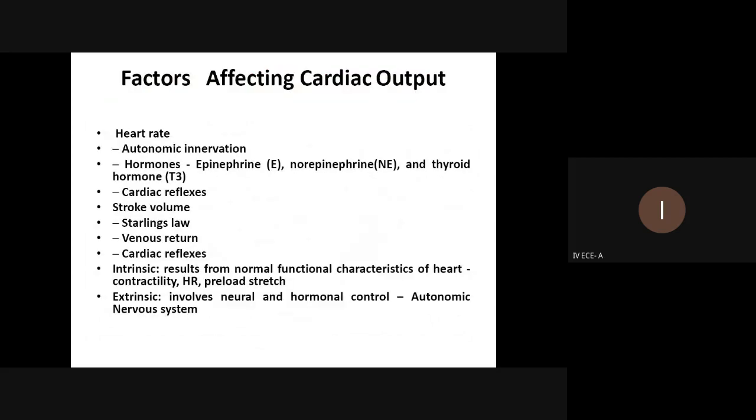Okay, then what are the factors affecting the cardiac output? Heart rate, autonomic innervation, hormones, mainly epinephrine, norepinephrine and thyroid hormone. Then cardiac reflexes, stroke volume, Starling's law, venous return. Then what are the intrinsic conditions? They result from normal functioning characteristics of the heart, that is contractility, heart rate, preload. Extrinsic involves neural and hormonal control, the autonomic nervous system. Okay, so these are the factors affecting the cardiac output.